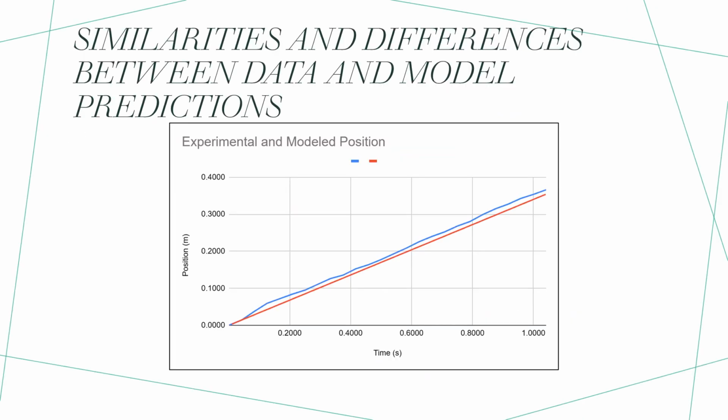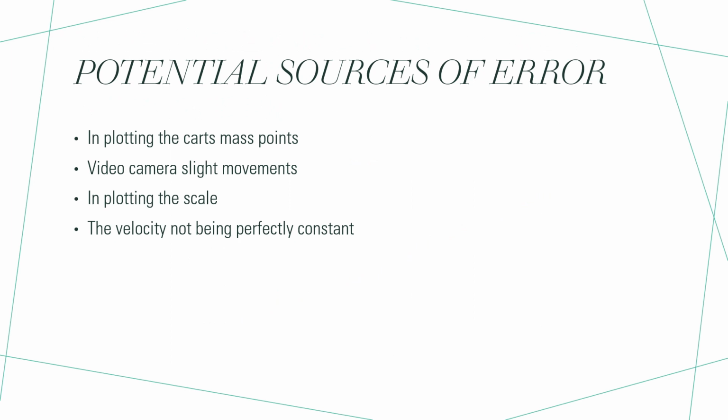Similarities and differences between the data and model predictions. The model prediction has a constant velocity, and that's what the experimental should be too, but obviously it's not a perfect world. We can't account for air resistance and friction, so there's going to be a slight deviation from that, but it's pretty close. Sources of error are in plotting the cart mass points, video camera slight movements, and plotting the scale, and the velocity not being perfectly constant.